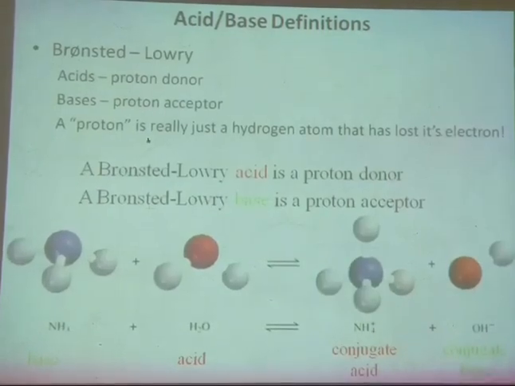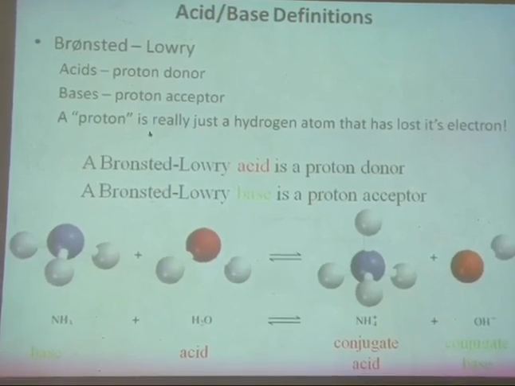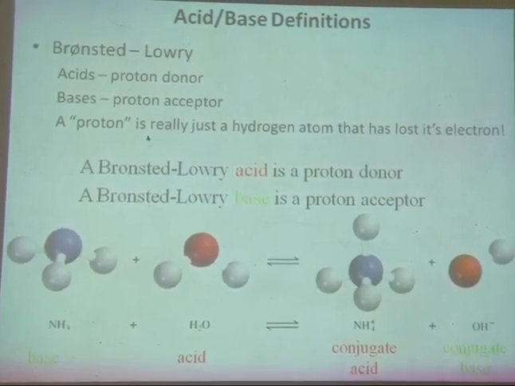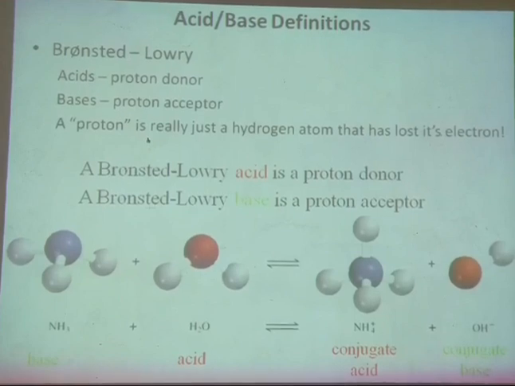And if you look at the Bronsted-Lowry definition for acid and base, a Bronsted-Lowry acid is considered a donor of H plus ion, and a Bronsted-Lowry base can accept H plus ion, or can donate hydroxyl ion. That's why we call them Bronsted-Lowry acid and Bronsted-Lowry base.